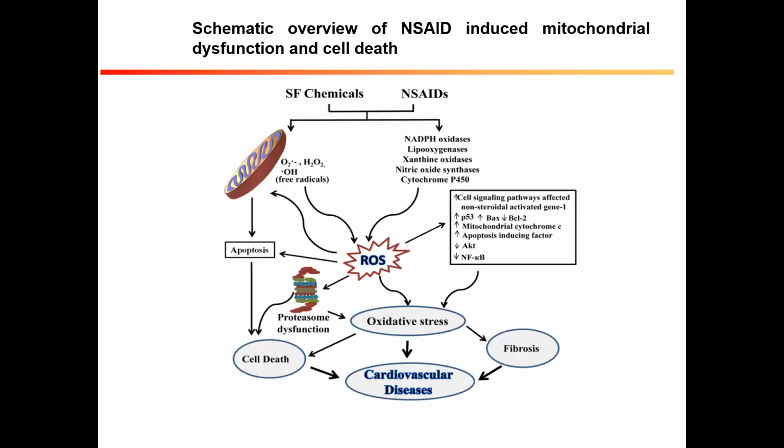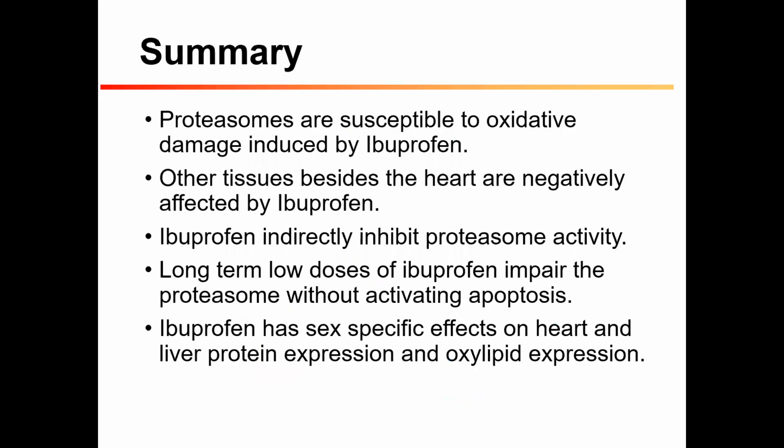So I would like to finish off just by letting you know that we think that ROS is what's damaging the proteasome. We have data for that. It's what's producing oxidative stress, and it's what is causing the cell death and eventually causing the cardiovascular disease. With that, I'll just quickly summarize 2 things that I think are important. Long-term low doses of ibuprofen, even small amounts, taken long-term, impair the proteasome. We have that from cell data. And other tissues besides the heart and liver are affected. The kidney is affected. Skeletal muscle is affected. So ibuprofen is not just damaging your heart, it's damaging many tissues.